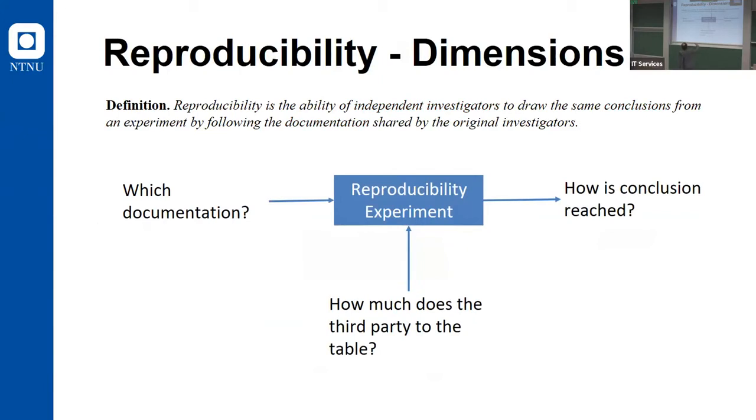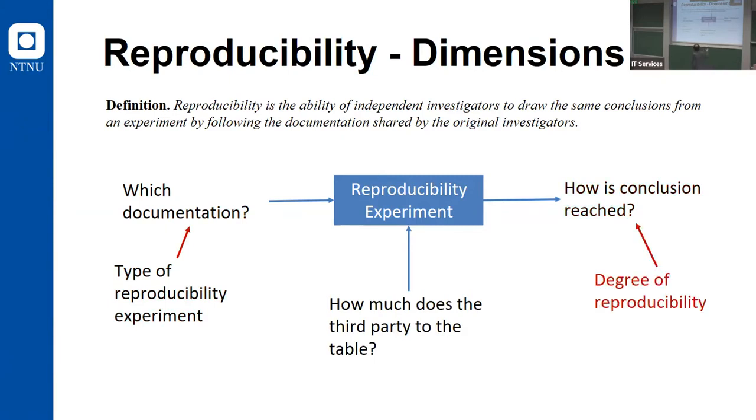So there are two dimensions here that I'm thinking about reproducibility experiments from. First is the input to the process, the reproducibility experiment, and then the output, the conclusion. So, which documentation do I have access to? That is one of the dimensions, and this is the type of the reproducibility experiment, okay? The amount of documentation I have decides the type of reproducibility experiment I can do. And then the other dimension, which is the conclusion, how is it reached? This is the degree of reproducibility. To which degree am I able to reproduce your experiment?